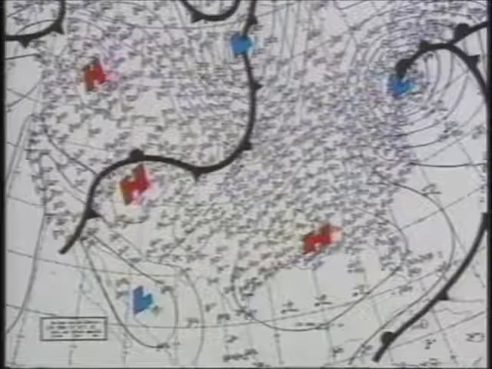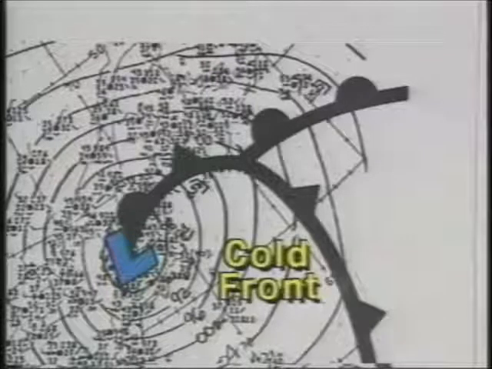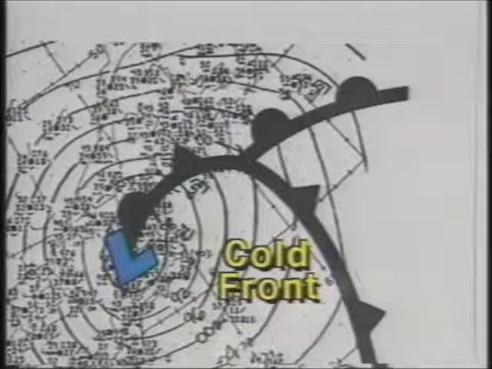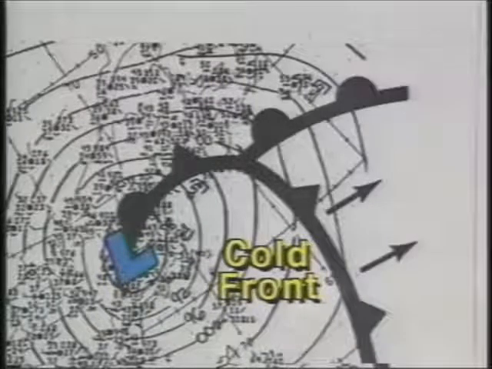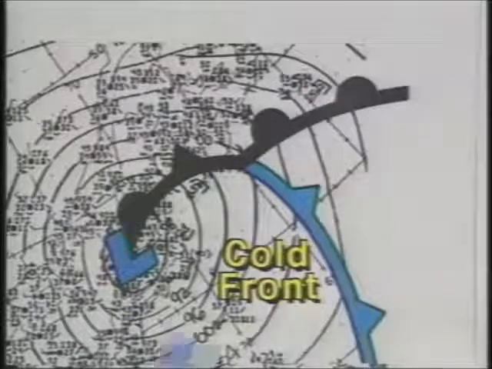Frontal boundaries are noted by solid lines. The direction and type of front can be determined by the symbols attached to the line. The front shown here has pointed barbs on one side, which identify it as a cold front. Since the barbs are on the east side of the line, the front is moving in an easterly direction. Weather briefers may color cold fronts blue to help you identify them.